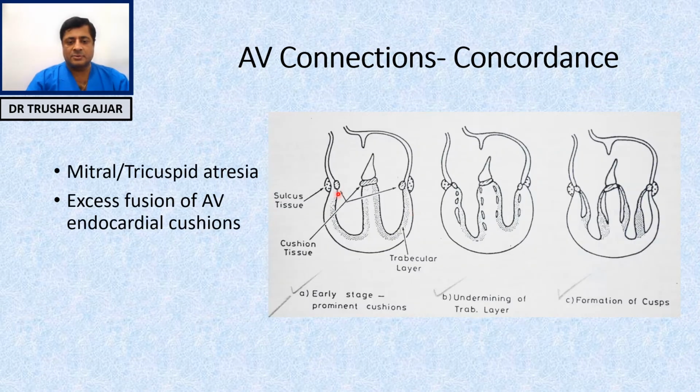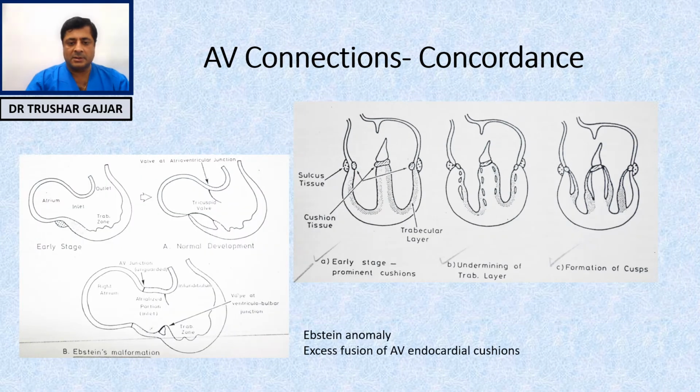Suppose these endocardial cushions don't develop and remain atretic. They fuse with each other and form atresia. That leads to the formation of an anomaly called tricuspid or mitral atresia.